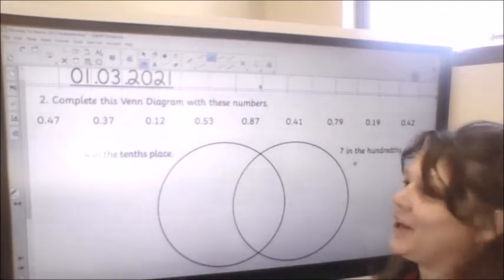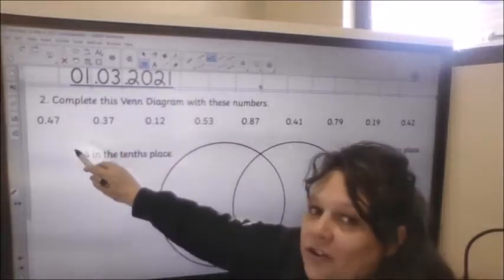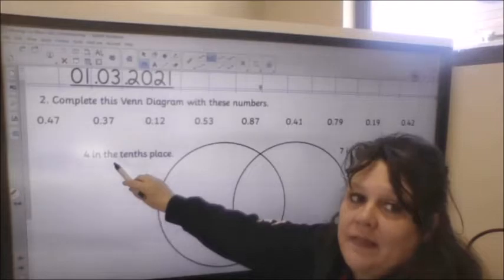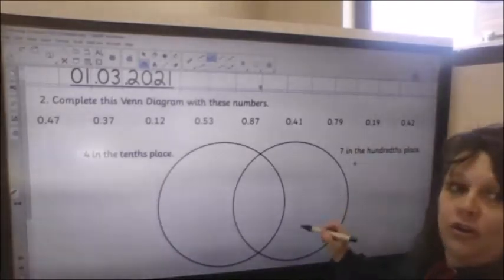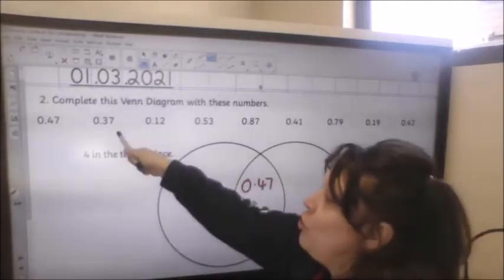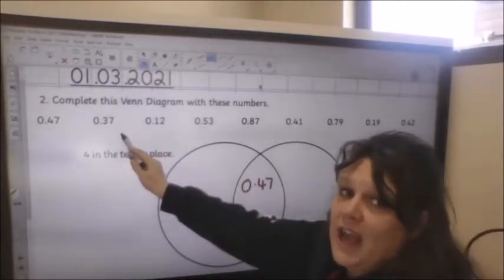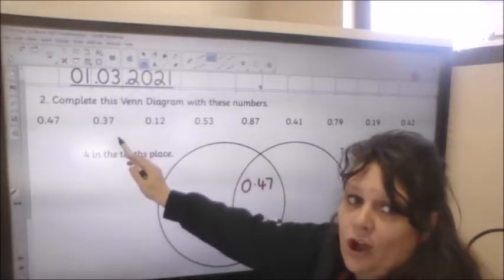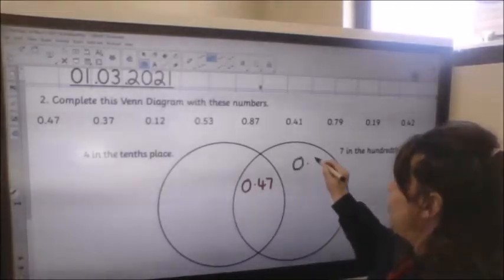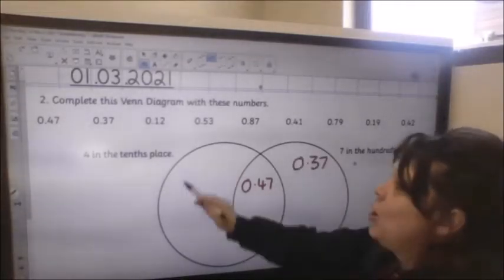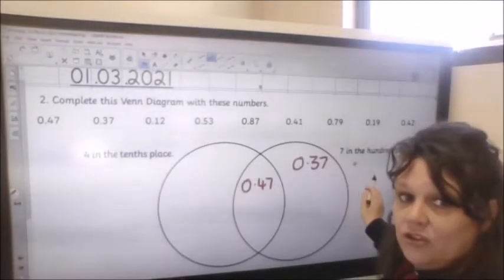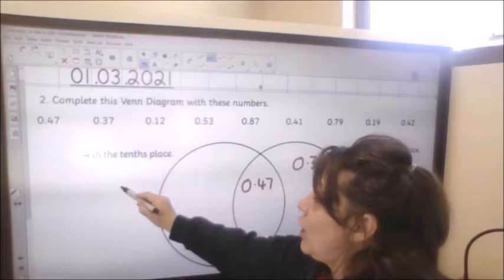Okay, Year 6, let's see how you got on then. So we've got 0.47. Well, that has a 4 in the tenths place and a 7 in the hundredths, so it goes here, 0.47. 0.37, well, it doesn't have a 4 in the tenths column, but it does have a 7 in the hundredths column, so it would go here, 0.37. 0.12, well, it doesn't have a 4 in the tenths, it doesn't have a 7 in the hundredths, so this would go out here.